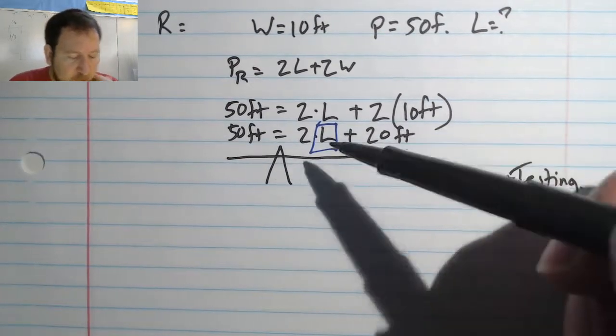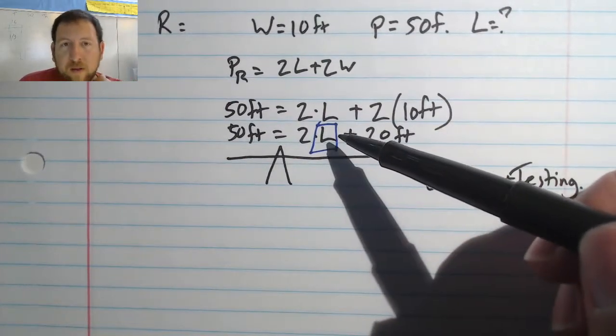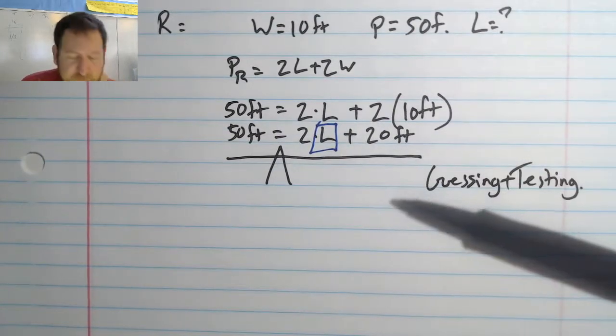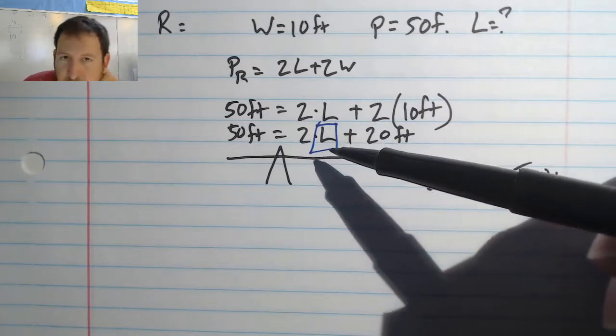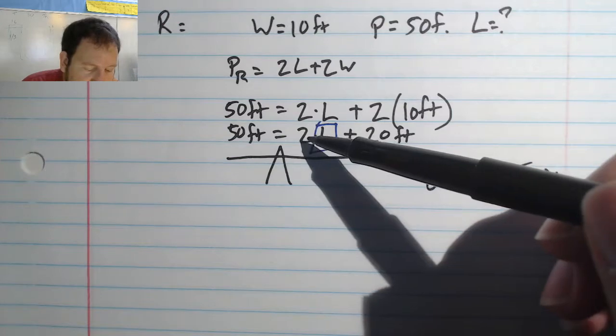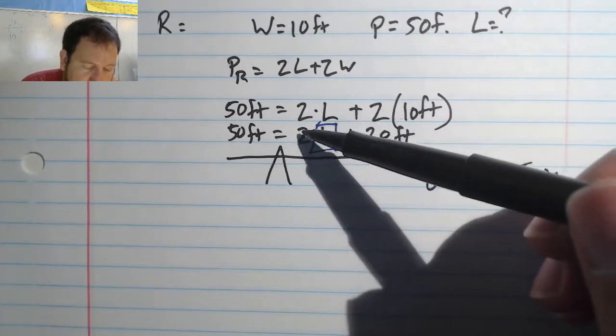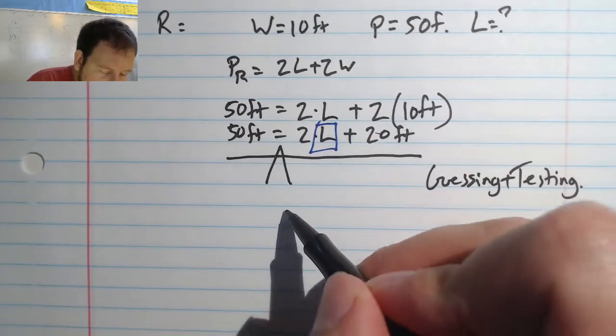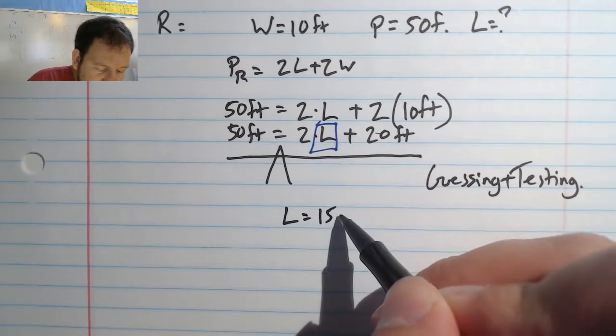Okay, let's see. If I put in 10 for L, 10 times 2 is 20. I would have 20 plus 20, and that's not 50. So it needs to be a little bit more than 10. What if I put in 15 for L? 15 times 2 is 30. 30 plus 20 is 50. Oh, I think I've found it. In this case, L is equal to 15 feet.